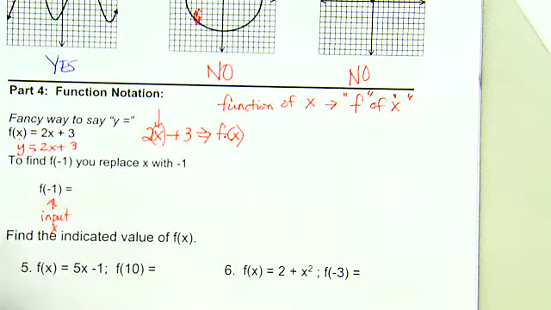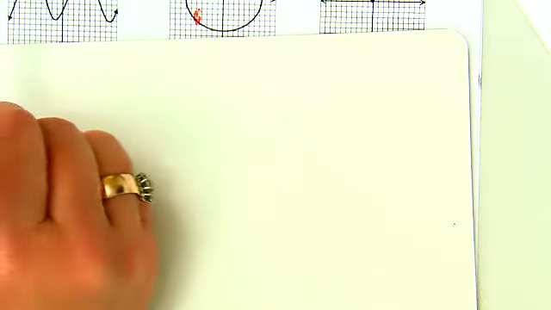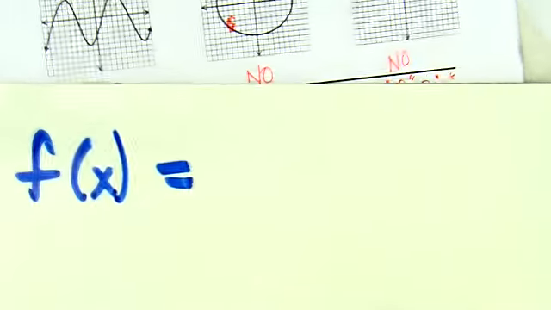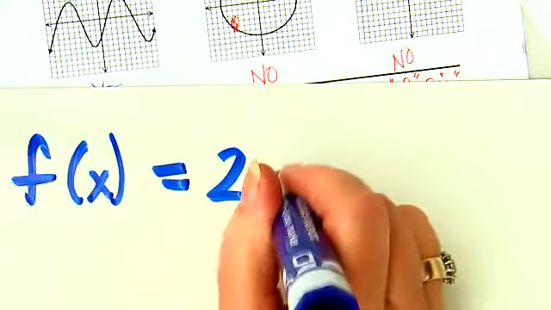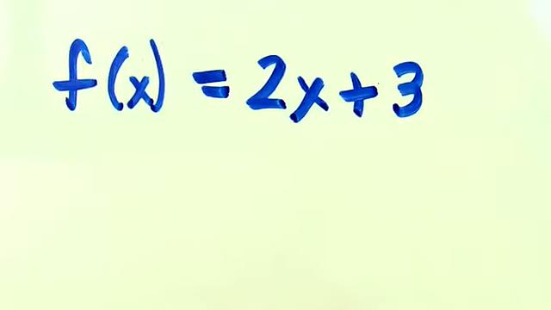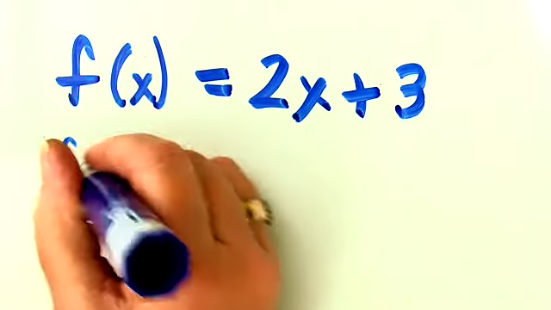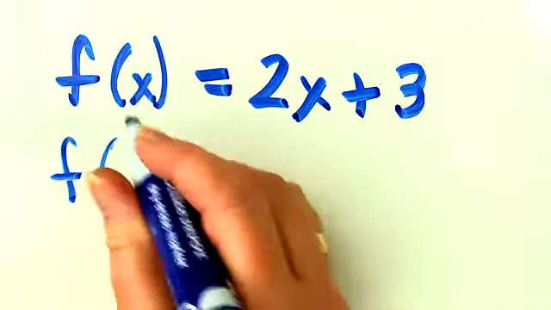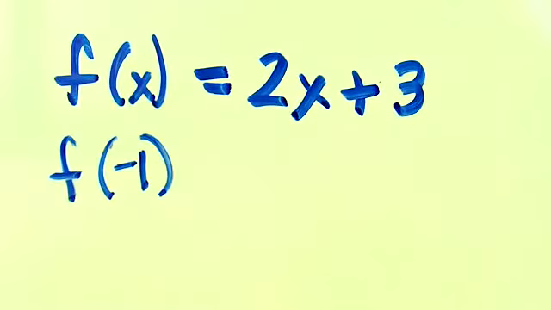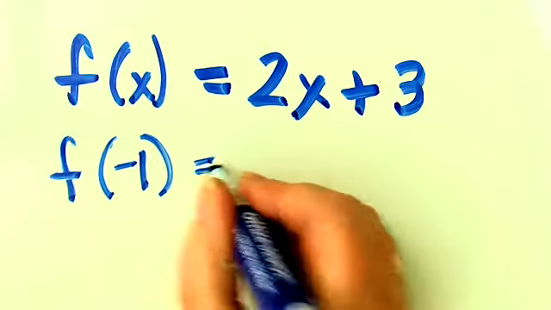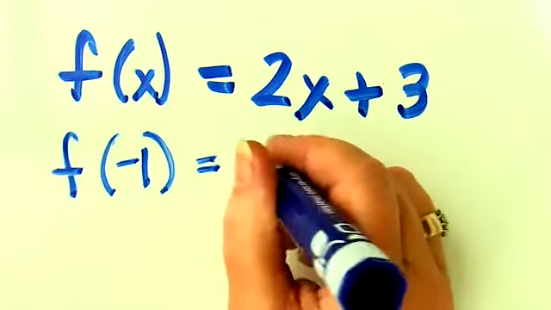Let me show you on a bigger thing. So the function starts out as f of x. And that function, f of x, is 2x plus 3. Now I'm getting situated. So what I want to do is find out what this value is if I put in -1 for x.